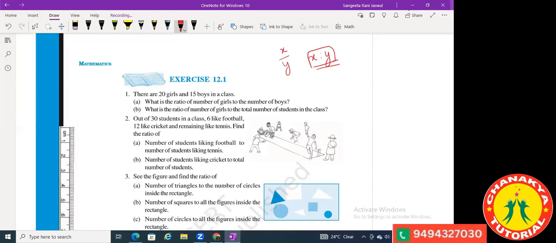Okay, now coming to exercise 12.1, let's revise. There are 20 girls and 15 boys in a class. Can I do part A first? What is the ratio? Ma'am, it's 20:3. So 20 girls are there.